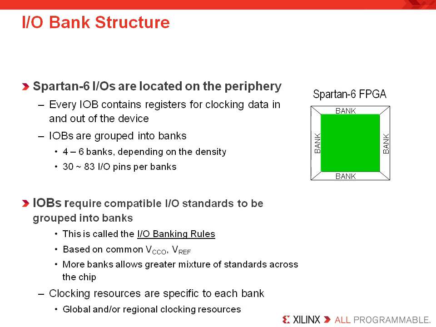These voltages vary by I/O standard, and the Spartan-6 supports many I/O standards. Fortunately, many of these standards can share the same power supply, so one of the things to keep in mind is we want to keep compatible I/O standards in the same banks, or group them into banks. Spartan-6 has 4 to 6 I/O banks, depending on the device density, and each I/O bank has between 30 and 83 I/O pins, which will vary by density and package options as well.